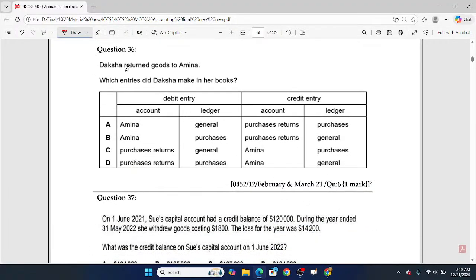Daksha returned goods to Amina. Which entries did Daksha make? What about Daksha's book? She returned, which means it's a purchase return. So Amina and purchase return will be the correct entry. The debit entry being Amina and the credit being purchase return.